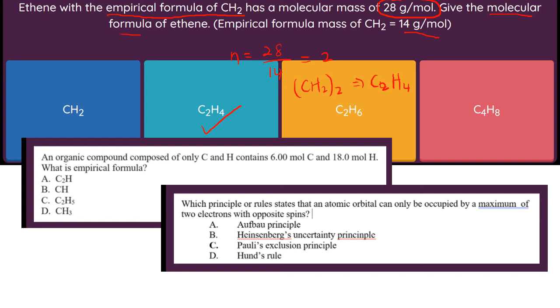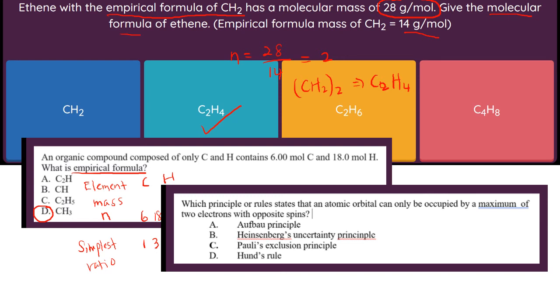Next one, what is the empirical formula? Generally when we do this question, we get the element followed by its mass, and then we use the mass to find the number of moles. In this case we have 6 and 18. Then we look for the simplest ratio, which is 1 to 3. So the empirical formula will be CH3, option D.